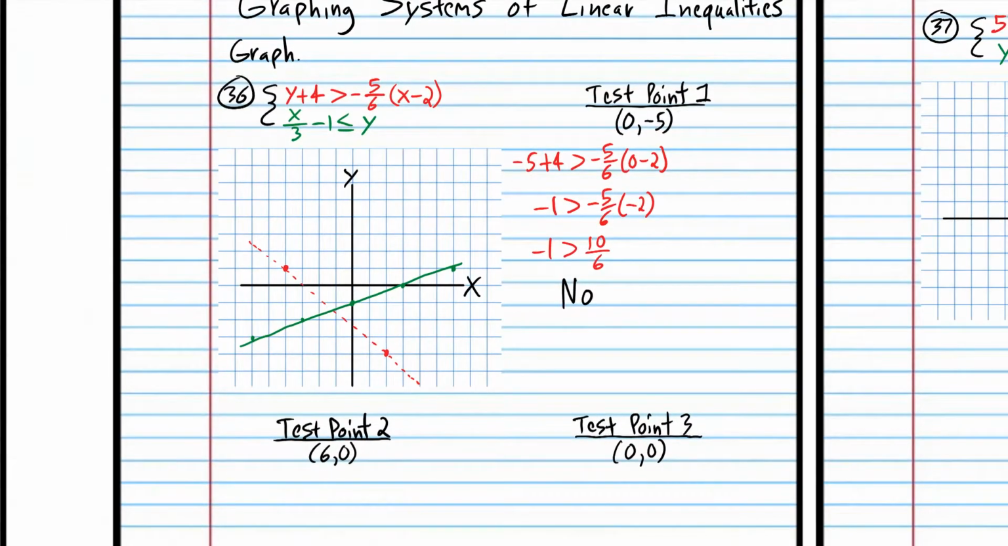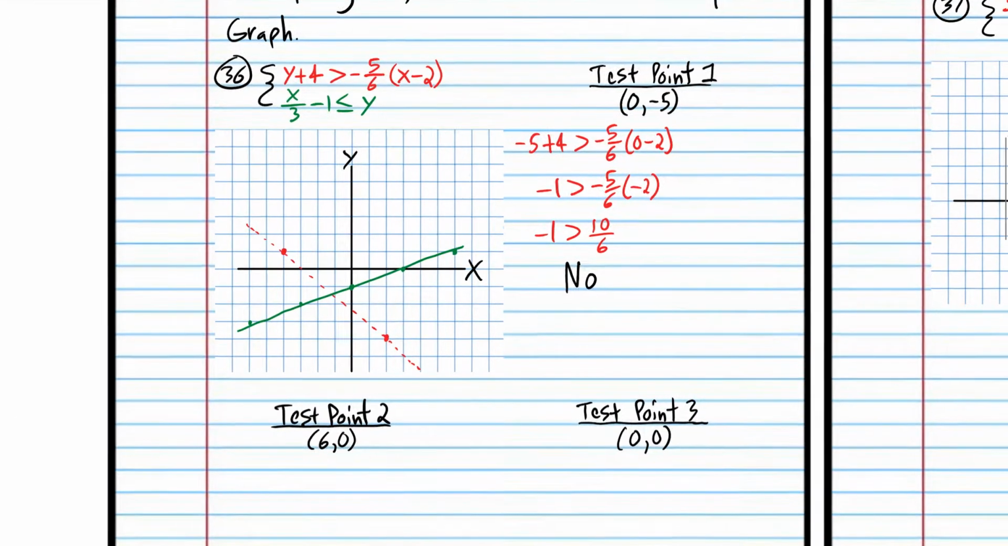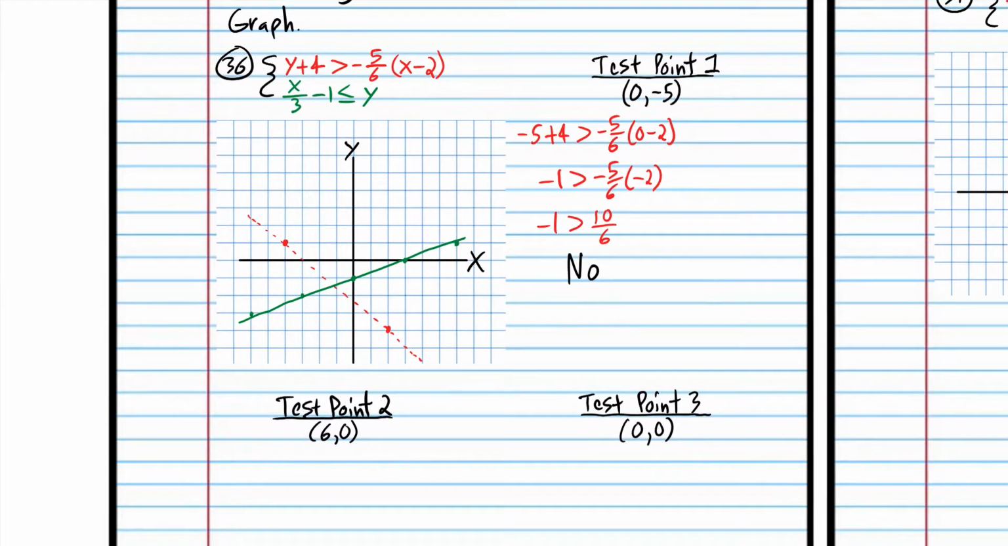So now let's use another test. Basically what that shows is this region we're not going to shade in, because we already proved that that point doesn't work in the first inequality. Now if it did work in the first inequality, we would then have to plug it into the second inequality and make sure it works in that one also. But we don't have to do that because we can already see it doesn't work in the first inequality.